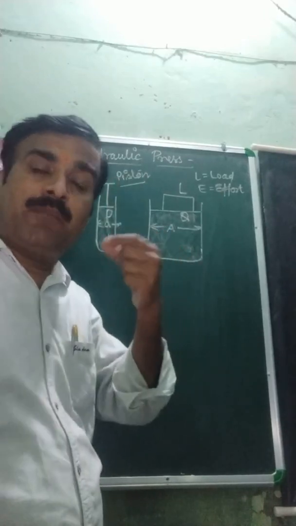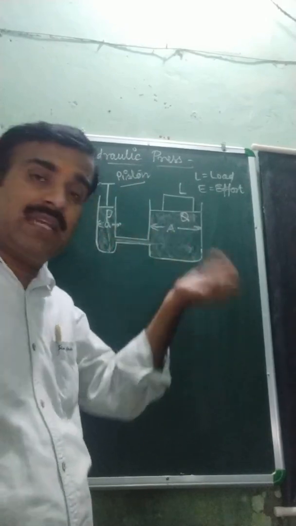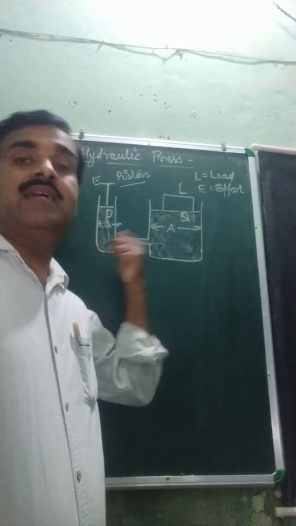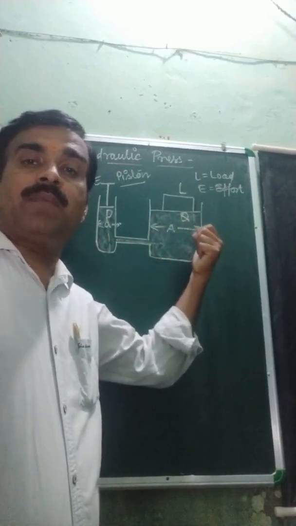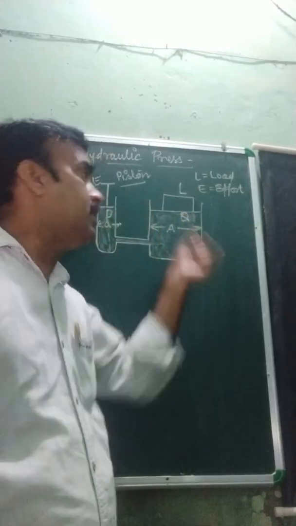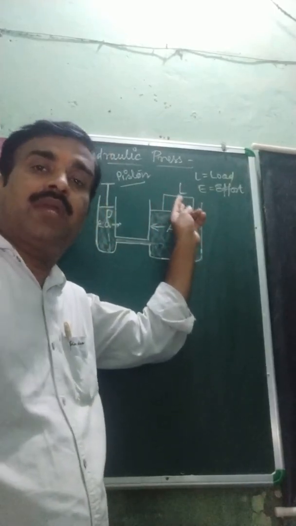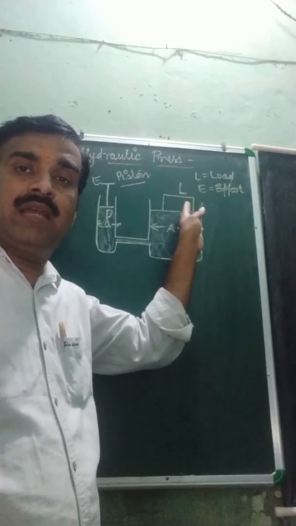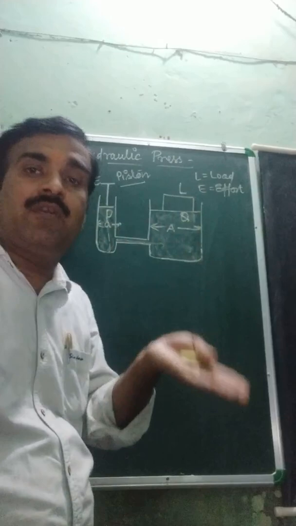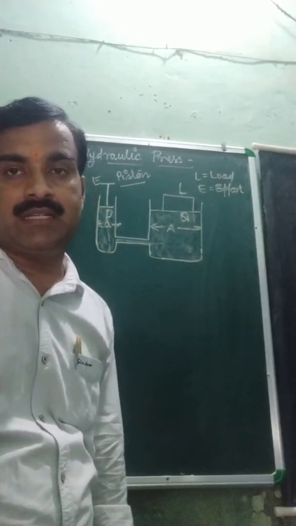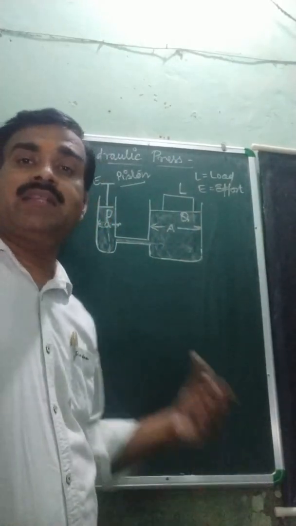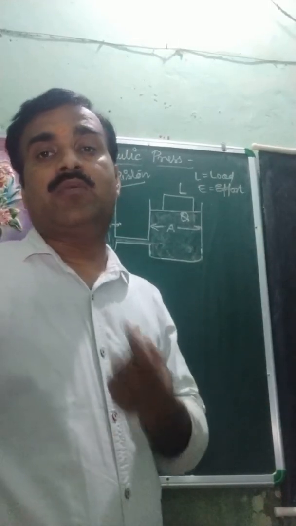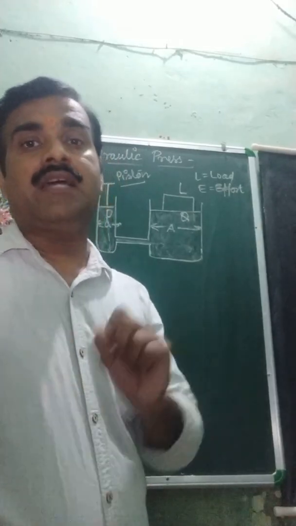That means if the pressure is transmitted equally in all directions, then whatever pressure is applied onto the smaller side, the same pressure will also be applied onto the bigger side. So the load that is kept above the bigger cylinder, the Q side, will be uplifted in the upward direction.